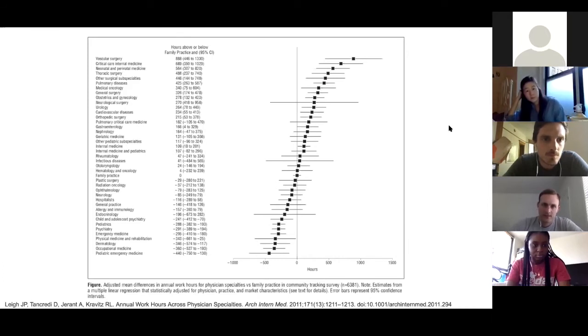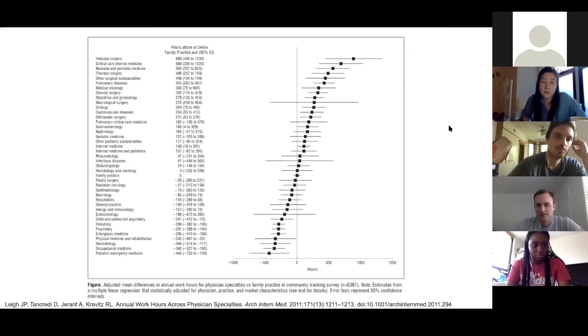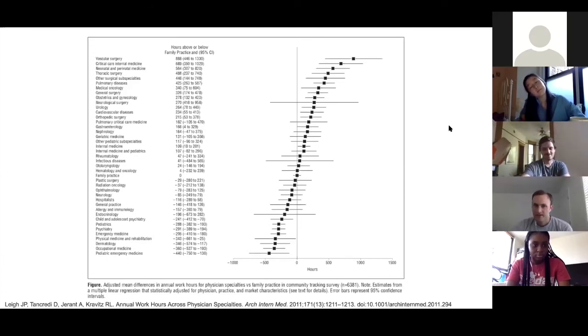You can see here the number in the column is hours above or below a family practice. And so that tells you how many hours per year each specialty is working more or less than a family practice physician. And obviously there's a huge variation here where some people will work more than this and some people will work less. But you can see that vascular surgeons tend to have the most hours of any specialty. They work 888 hours on average more than a family practice physician per year. That may not sound like a huge amount, but if you're considering becoming a vascular surgeon, that's 2.5 hours per day of extra work. And that's if you're working 365 days a year.